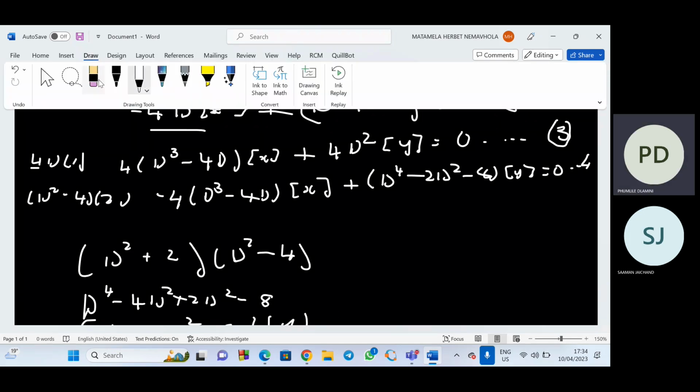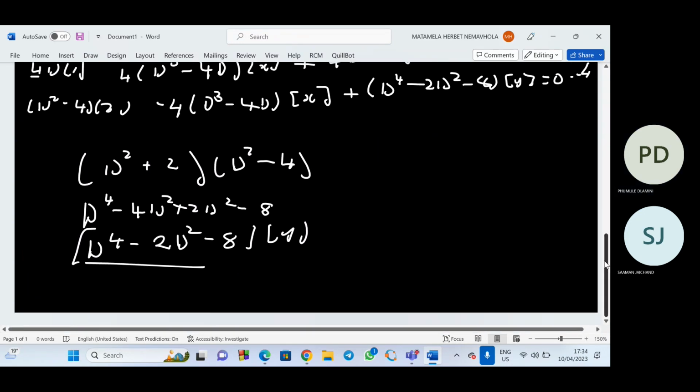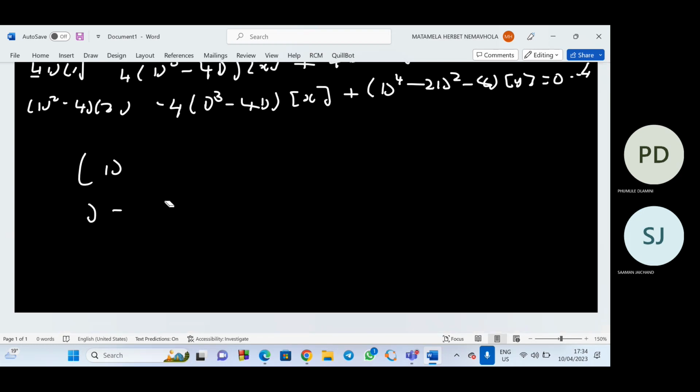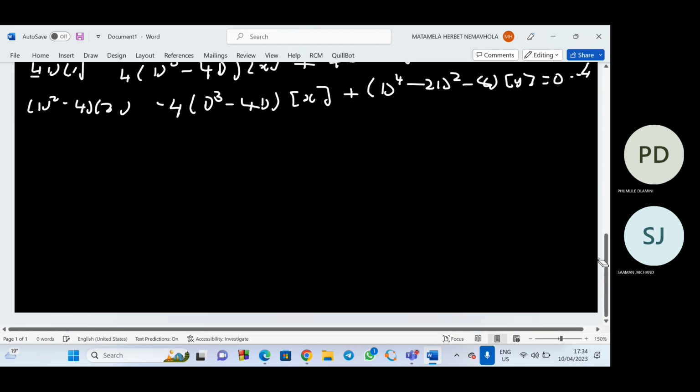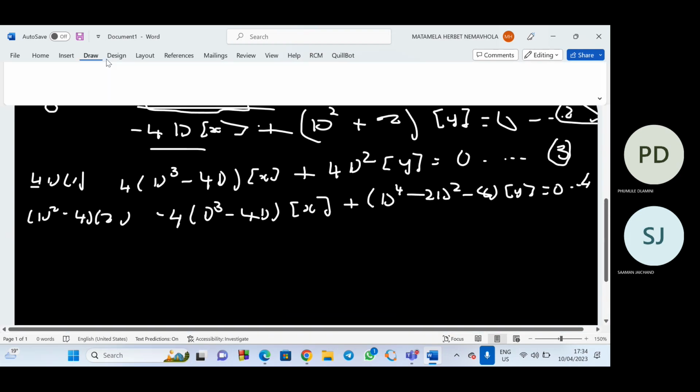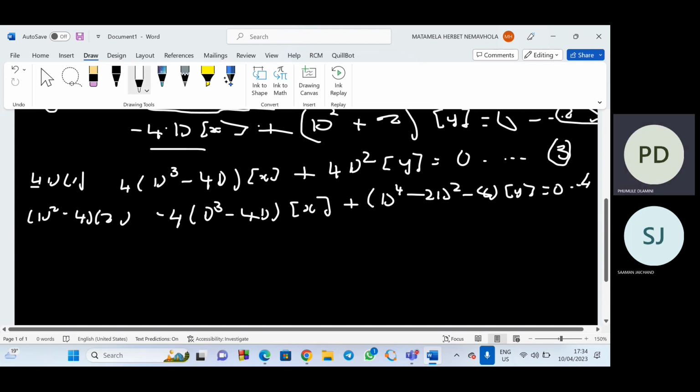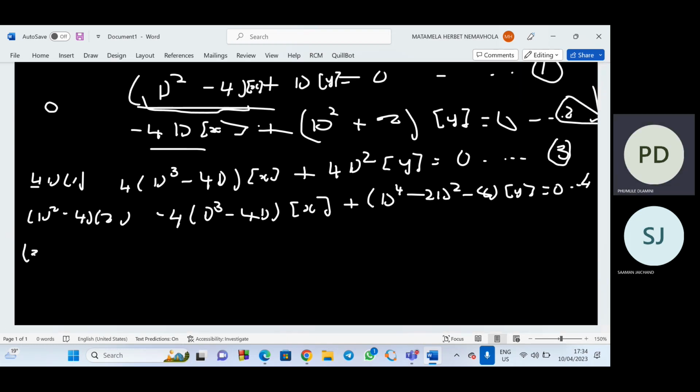So let me erase this part that I was showing you. Now that we have done that, we can take equation 3 and add it with equation 4. When we add, this plus this gives us 0. And this side for y plus this one for y, they are going to give us d squared.